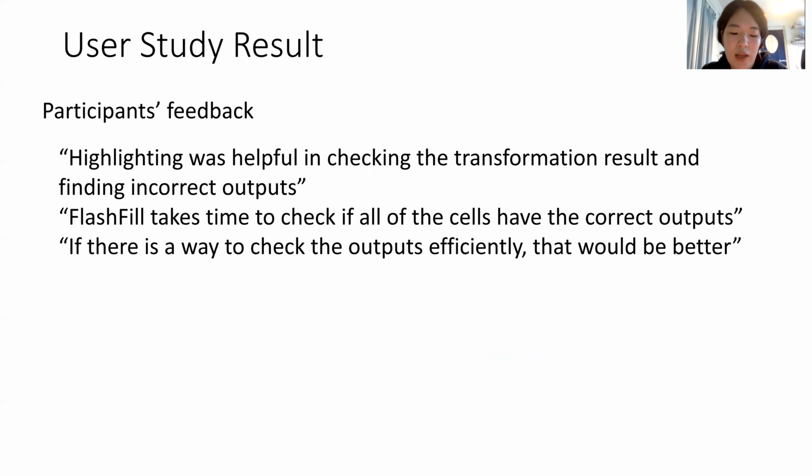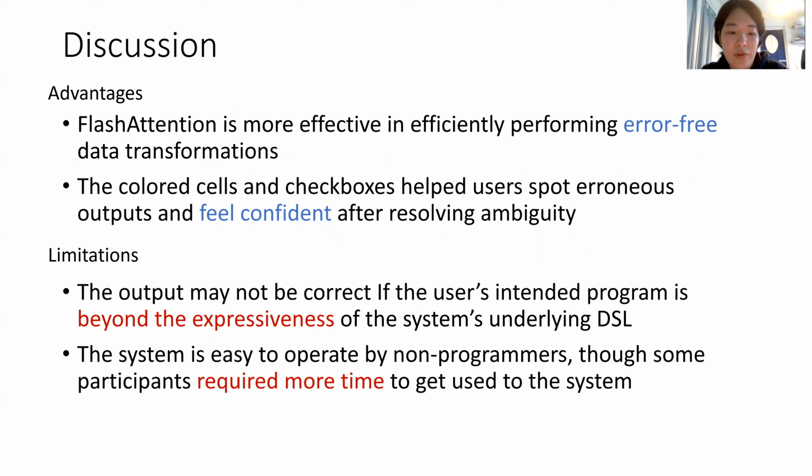Participants mentioned that highlighting was helpful in checking the transformation result and finding incorrect outputs. Some participants said that FlashFill takes time to check if all of the cells have the correct outputs. Flash Attention successfully reduced this burden by presenting rich visual information about ambiguity. As the results show, Flash Attention was more effective in efficiently performing error-free data transformations.